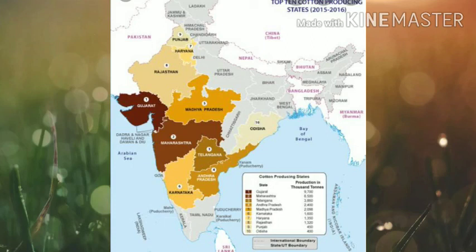Punjab, Maharashtra, Gujarat, and Haryana. In peninsular India, Tamil Nadu, Karnataka, and Andhra Pradesh or Telangana are the main producers of cotton. Punjab produces a good quality of long staple cotton and is the largest producer in India.